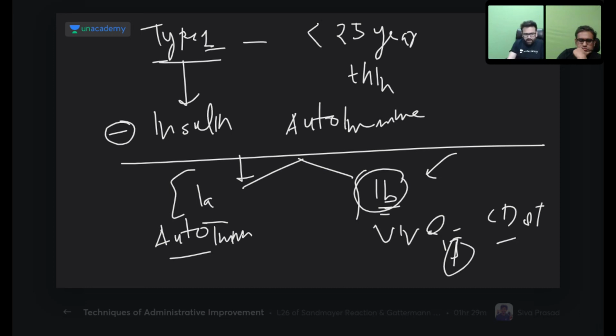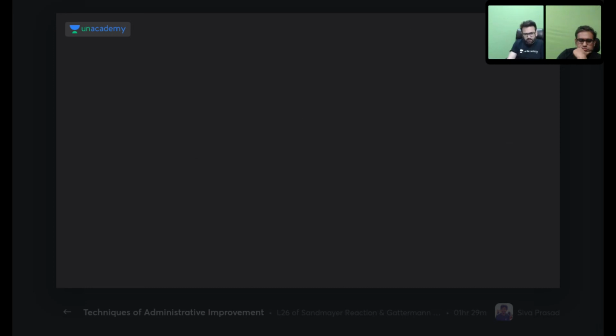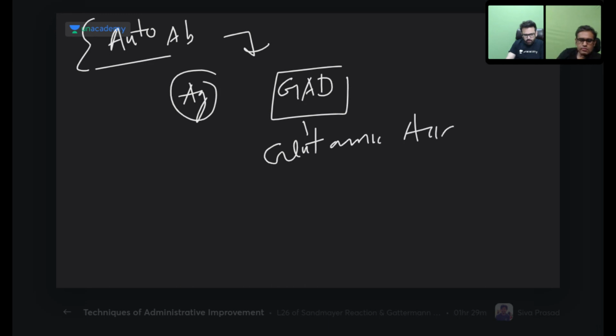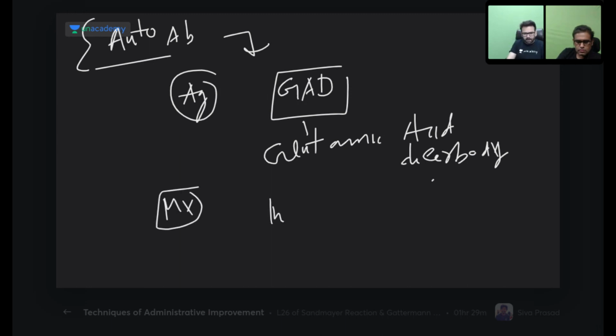Okay. One question: the autoantibodies are against which antigen? You are saying that it is autoimmune, so these autoantibodies are against which antigen? The most common, very good, Akshay, is GAD. What is GAD? Glutamic acid decarboxylase. Okay, so this is about type 1. In management, only one thing can be given, and that is insulin, because there is absolute deficiency.